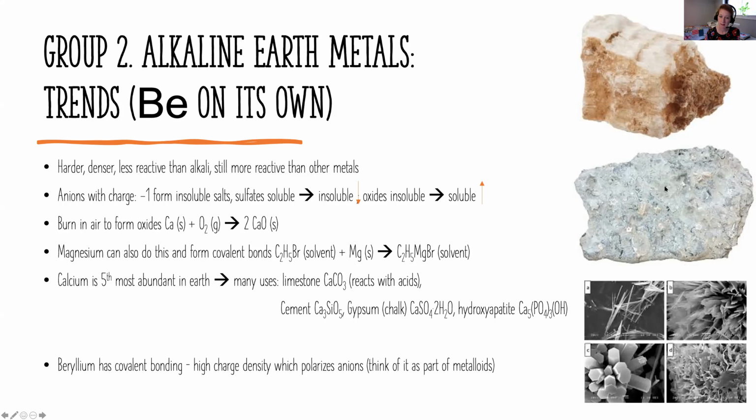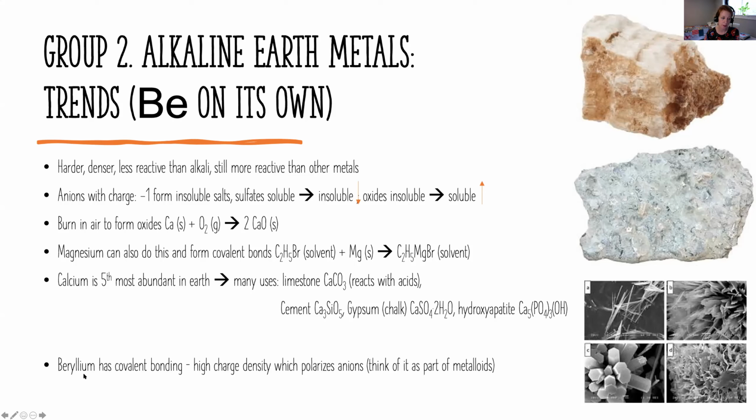And then cement is calcium with silicon together in kind of this ternary or binary oxide. Gypsum is basically salt, so this is an example of salt. Chalk, so calcium sulfate that's been hydrated. And then hydroxyapatite is that calcium phosphate structure that we get in our teeth and bones.